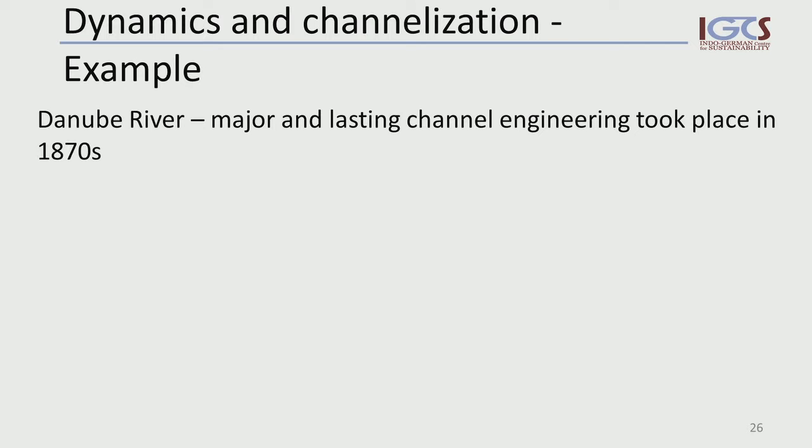Let's look into examples of such change in dynamics and the results of channelization. I've chosen here the example of the Danube River in Europe. It's one of the major rivers, the major river system in Western Europe, and there have been trials to tame that river over centuries, which mostly did not last long. In one year, in the next rainy season or flood season, all these effects of building bridges and connecting islands were undone.